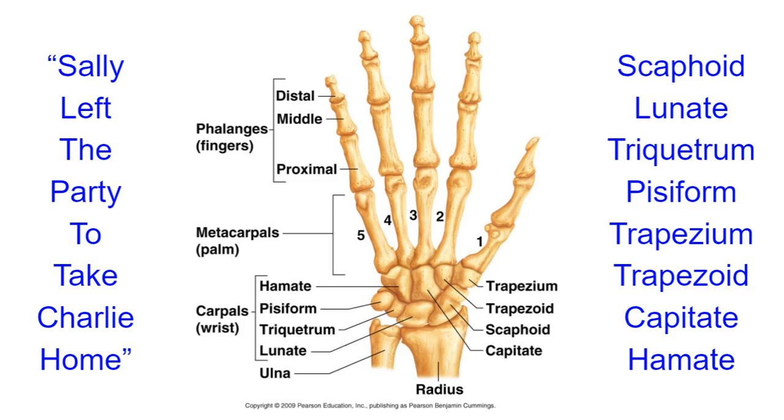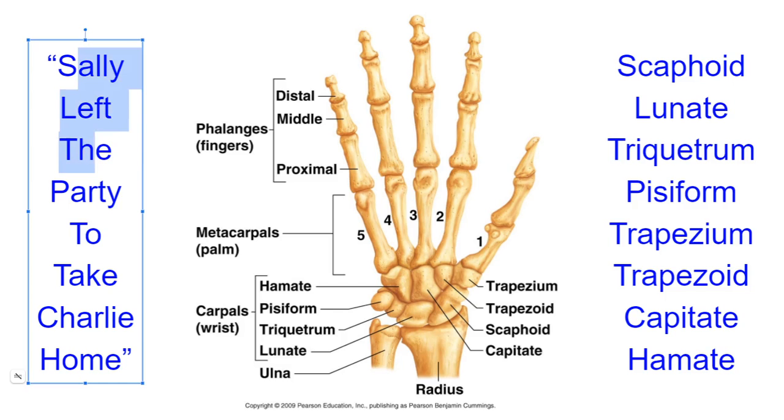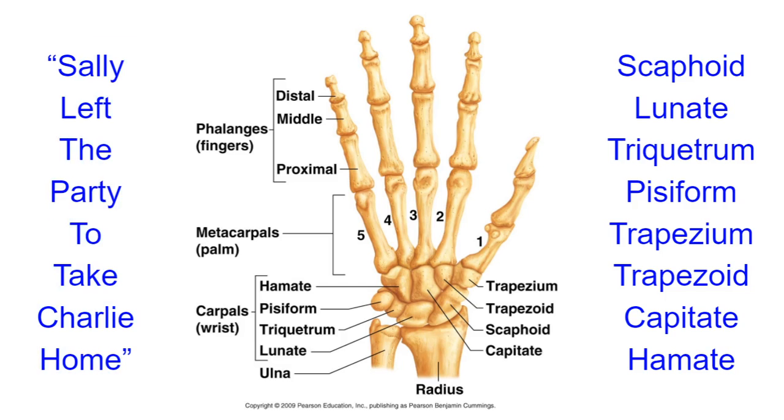One common mnemonic you'll see that I learned years ago, you can probably make up one that's different if you want to, is Sally left the party to take Charlie home. It makes me think of the Peanuts, like Charlie Brown and Sally. So Sally left the party to take Charlie home. So if you start again down here on the thumb side, the proximal side, Sally left the party to take Charlie home. So if you want, you can scribble that down as a mnemonic. That might help you remember those.